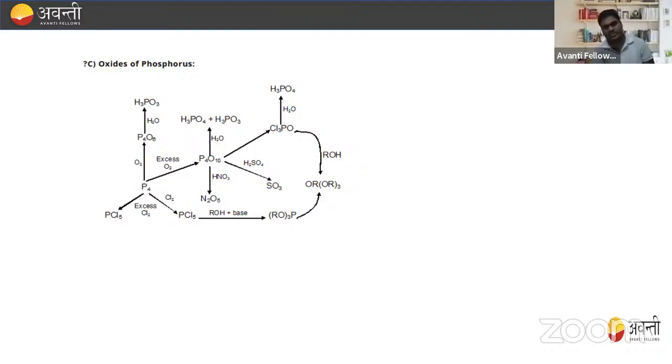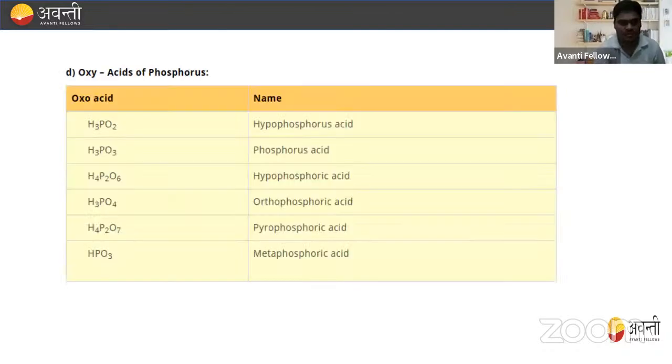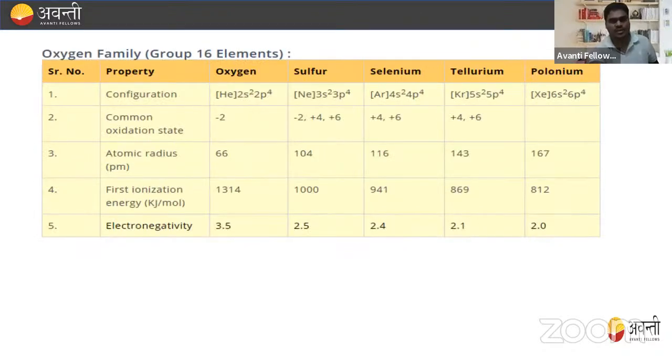Now, P4O10 treated with H2O will form H3PO4. Again, with HNO3, it will form N2O5. Again, with H2SO4, it will form SO3. So these are the oxides of phosphorus, and these are the oxoacids of phosphorus: hypophosphorous acid, phosphorous acid, hypophosphoric acid, orthophosphoric acid, pyrophosphoric acid, metaphosphoric acid, and all. So this we are going to discuss.